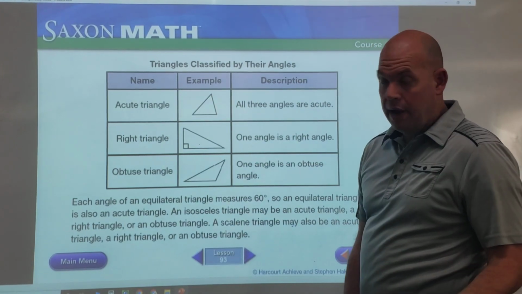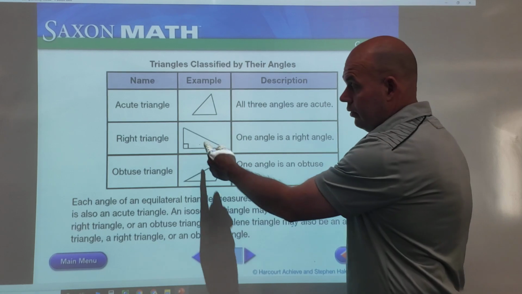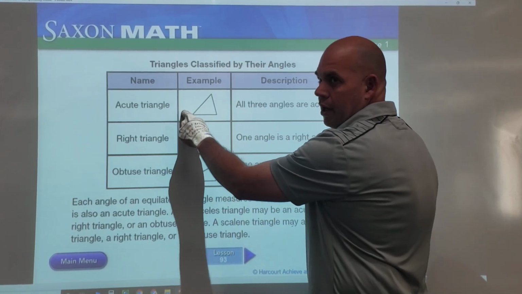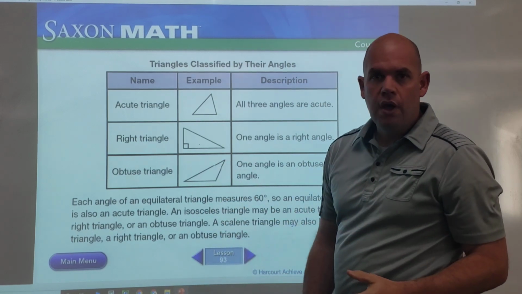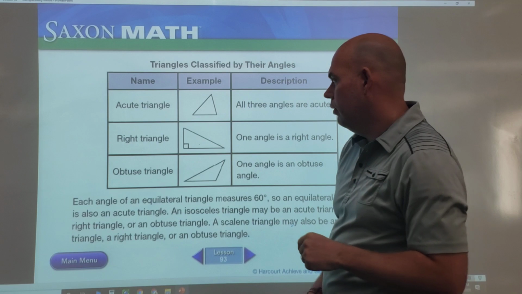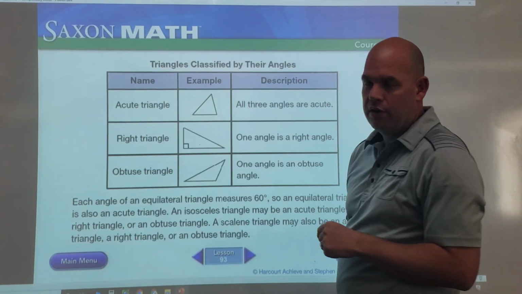A right triangle has just one angle that is a right angle. And it could be that we extend this one up and it goes different or whatever. So there are going to be different kinds of right triangles, but they have to have at least one right angle to be a right triangle.